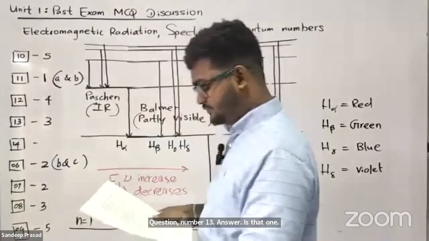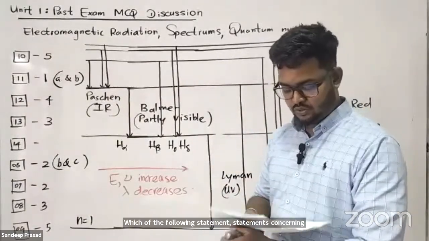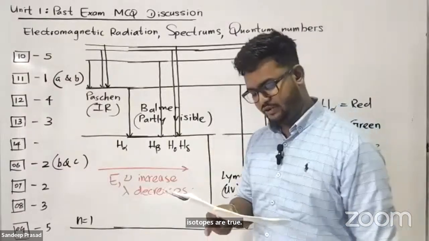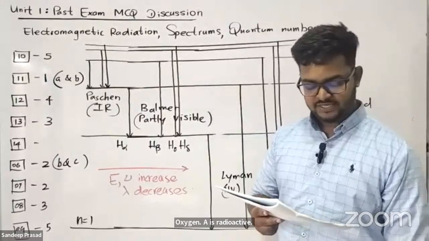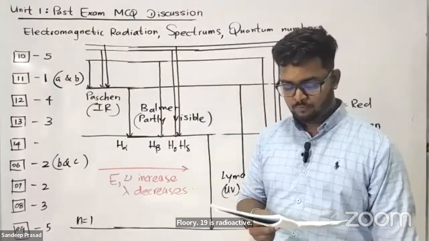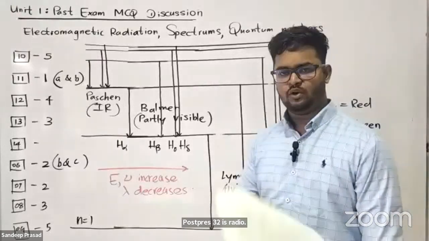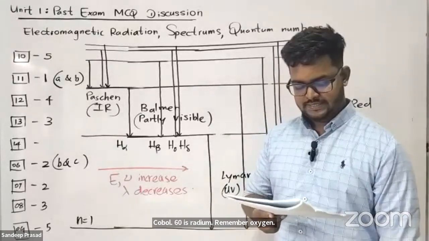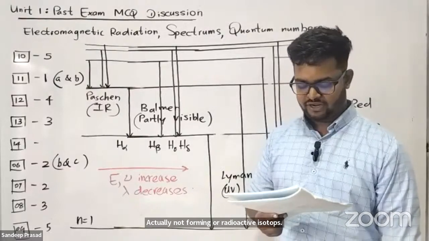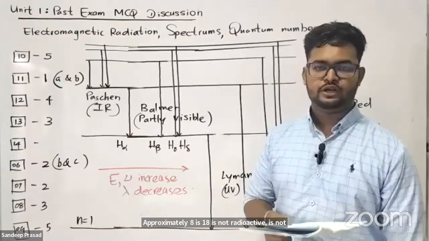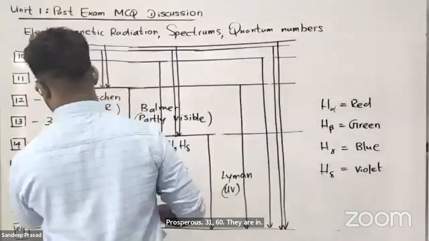14. Which of the following statements concerning isotopes are true? Oxygen 18 is radioactive. Fluorine 19 is radioactive. Phosphorus 32 is radioactive. Cobalt 60 is radioactive. Remember, students, oxygen does not form radioactive isotopes. Oxygen 18 is not radioactive. Fluorine 19 is not radioactive, but phosphorus 32 and cobalt 60 are radioactive. So question number 14 answer is the third one.